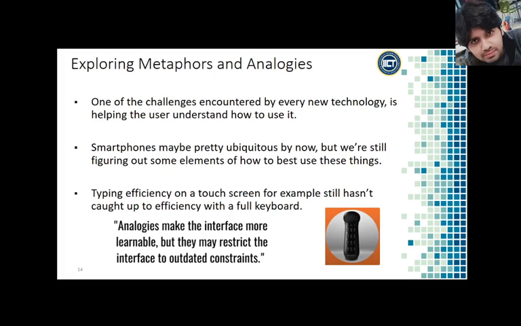So try these three things: what kind of analogy you will make, with which platform or interface you will make the analogy for the HCI application which you have designed in your mini project, how these analogies would make your interface more learnable, and what will be the downside of using those analogies with respect to your interface. So let's reflect this in the assignment which you will submit by next week.